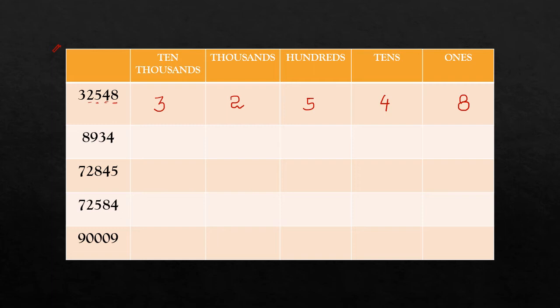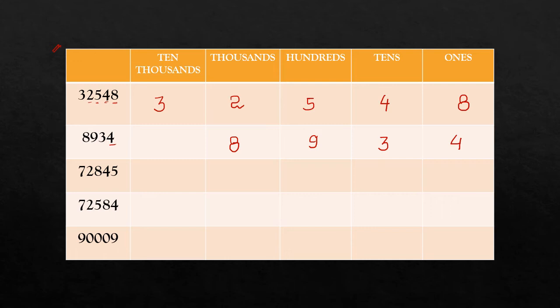Now look at the next question given here. 4 is at ones place, 3 is at tens place, 9 is at hundreds place, and 8 is at thousand place. In this number we do not have any digit at 10,000 place. So leave this place blank.